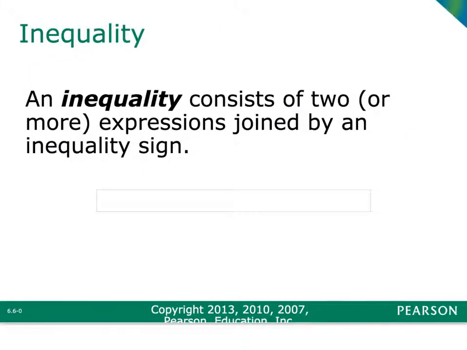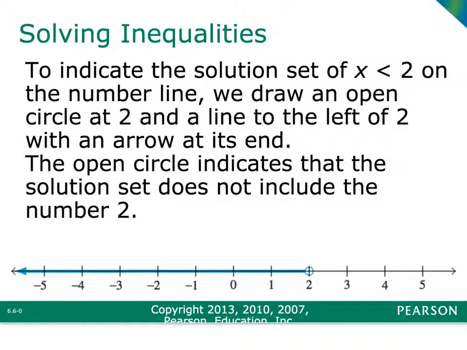An inequality is going to consist of two or more expressions that are joined by an inequality sign. An example you could see would be something like 3 is less than 5, or x is less than 2, or 3x minus 2 is greater than or equal to 5. Any of those are examples of inequalities. Inequalities can be solved just like solving equations with one special rule that we'll talk about next.